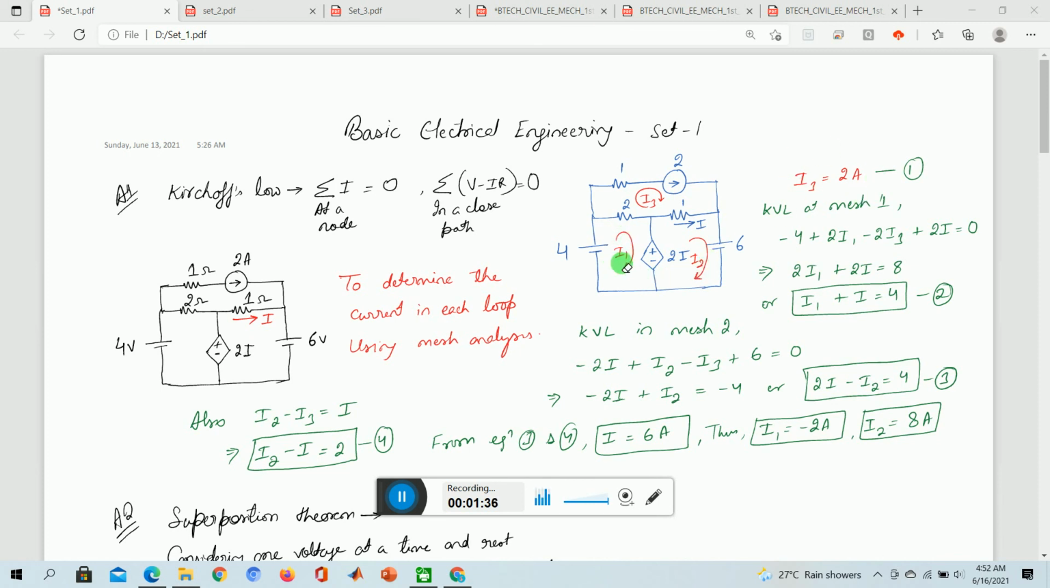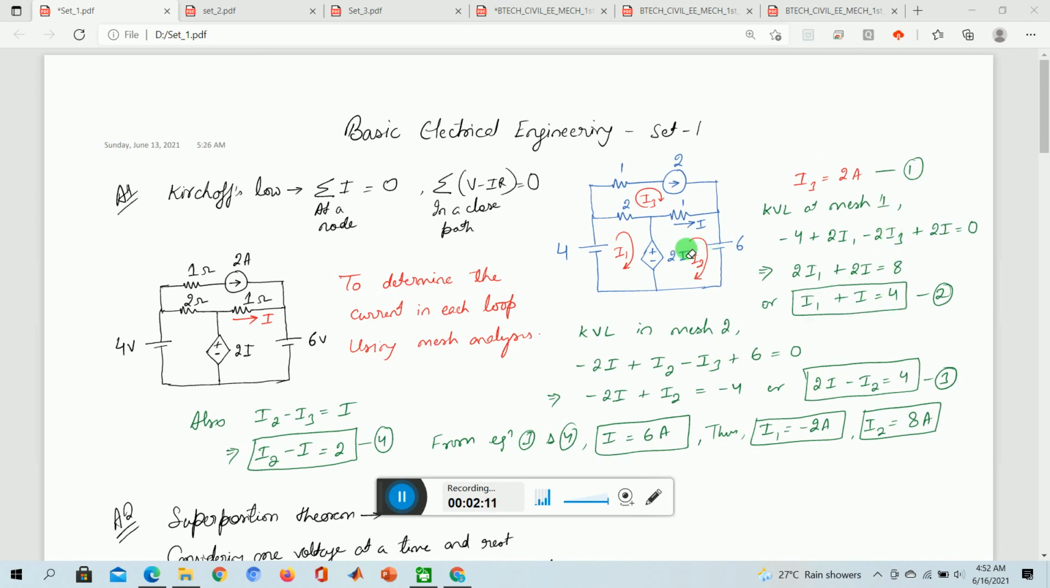In mesh 1, we can write minus 4. We can take a KVL in mesh 1: minus 4, then 2 times (I1 minus I3), I1 minus I3 multiplied by 2. There is a dependent voltage source, so without worrying, simply write the value, because the first plus is coming, so plus 2i is equal to 0. This is the equation of mesh 1. Done. We can substitute the value of I3 over here and rewrite the same equation.